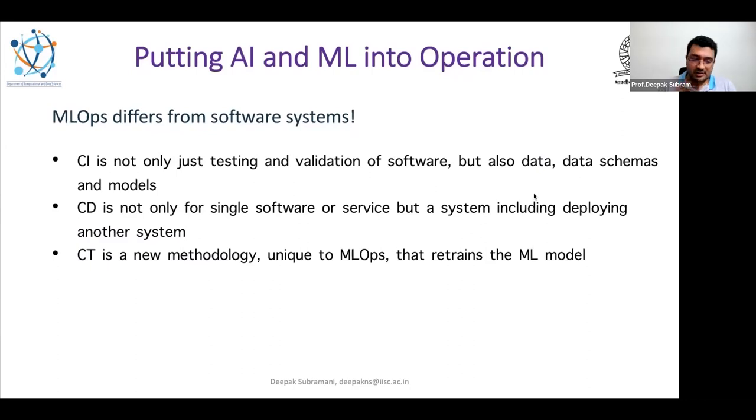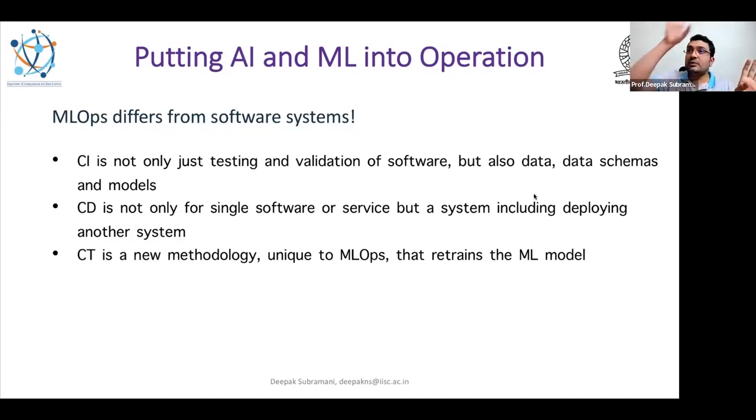CI means continuous integration. CD means continuous deployment, and CT means continuous testing. So these are all DevOps ideas that have been taken into MLOps practice. So CD, continuous deployment, usually, if you work in a software company, you are in charge of one microservice, or maybe one part of a microservice, and then you just work on deploying that.